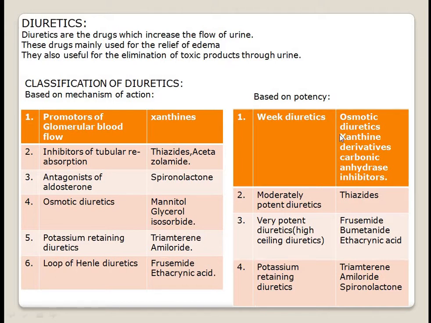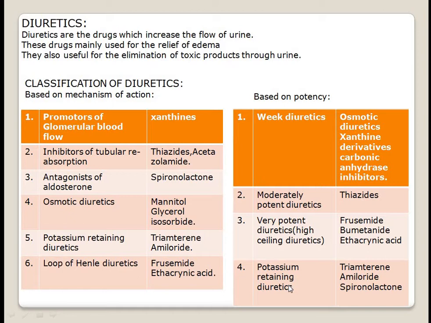First of all, the osmotic ones are the weak diuretics. Thiazides are the moderately potent diuretics. Furosemide, bumetanide, ethacrynic acid are very potent, very effective diuretics, which means high ceiling diuretics. Triamterene, amiloride and spironolactone are the potassium retaining diuretics.